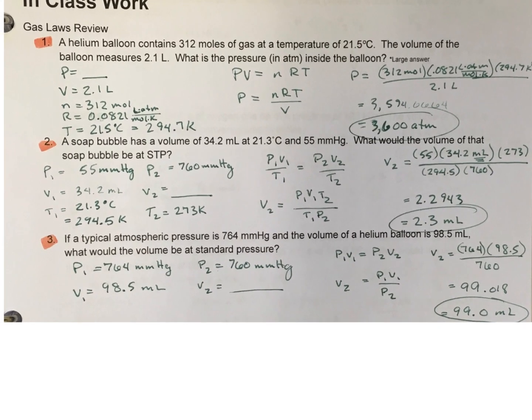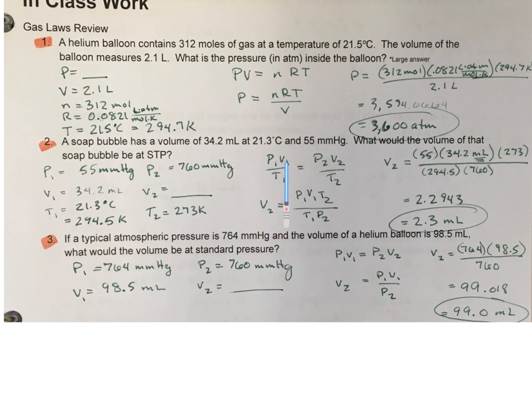Question 2 is asking us if a bubble has a volume at a certain temperature and this pressure, and then it says that the conditions change to STP. It's helpful to review that STP stands for standard temperature and pressure. We have these conditions at the beginning, and then it asks for the volume at these new conditions. Standard pressure is 760 millimeters of mercury, and standard temperature is 273 Kelvin. If these are the 3 given at the beginning, and these are the 3 you need at the end, that would be the combined gas law.